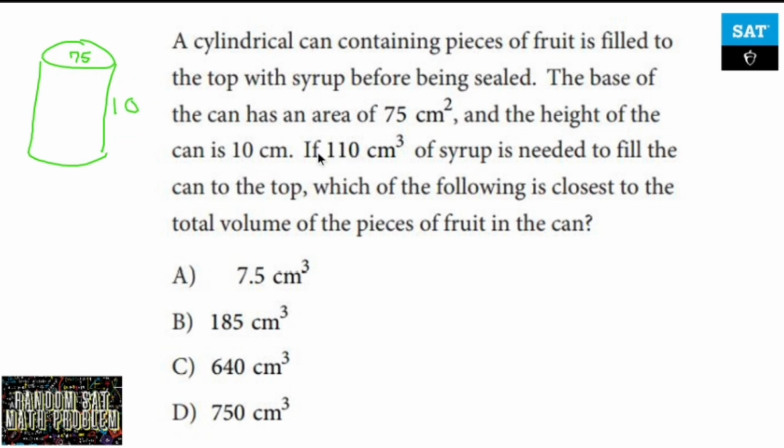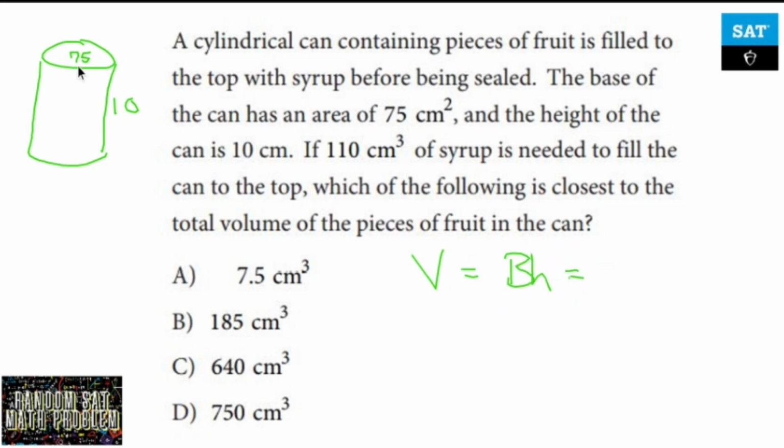If 110 centimeters cubed of syrup is needed to fill the can to the top, which of the following is closest to the total volume of pieces of fruit in the can? Well, the way you find the volume of a cylinder is pi r squared h, but it doesn't give us all that information. So for any right solid like this, volume is also given as the area of the base times the height.